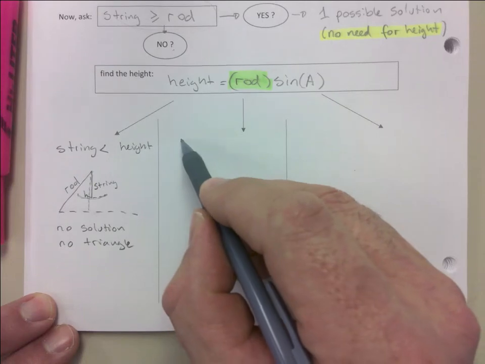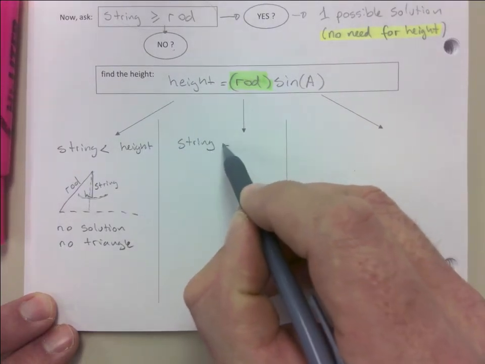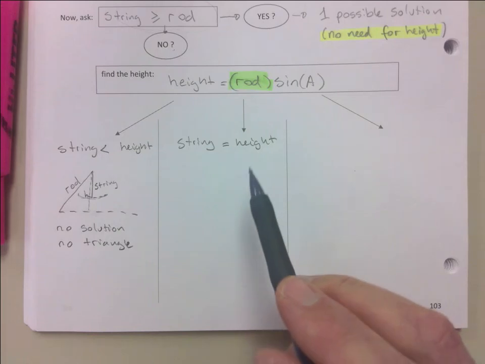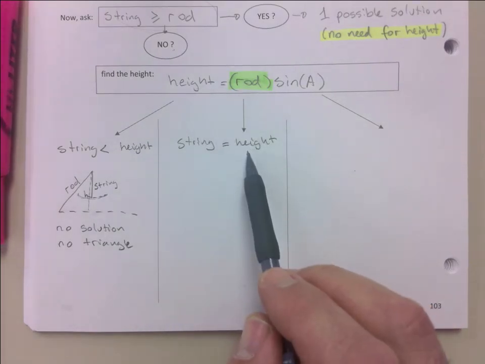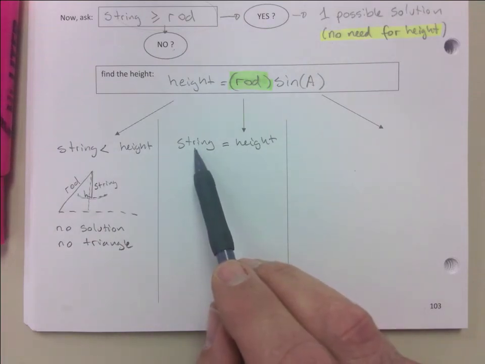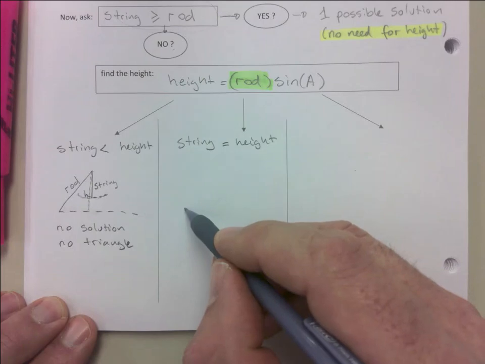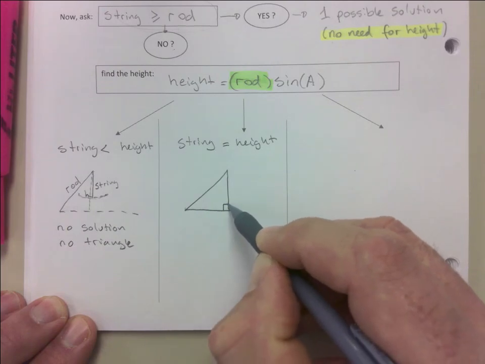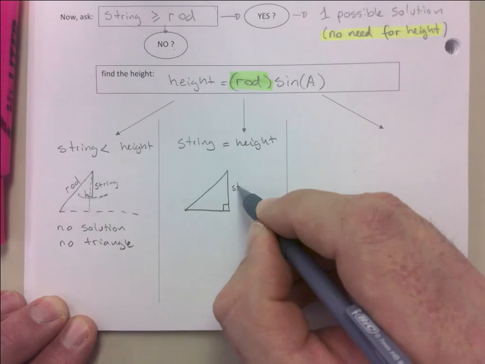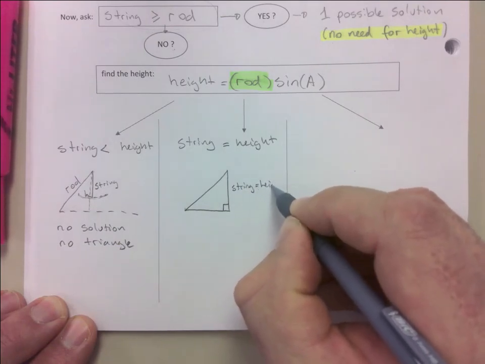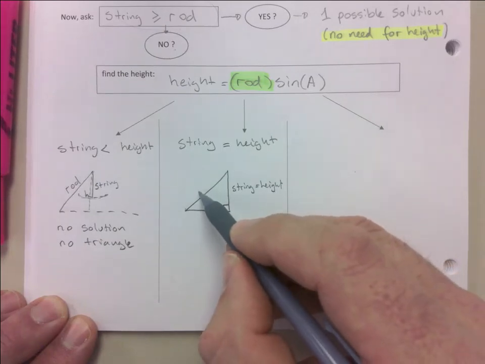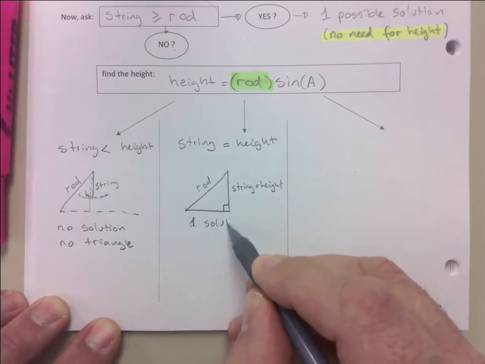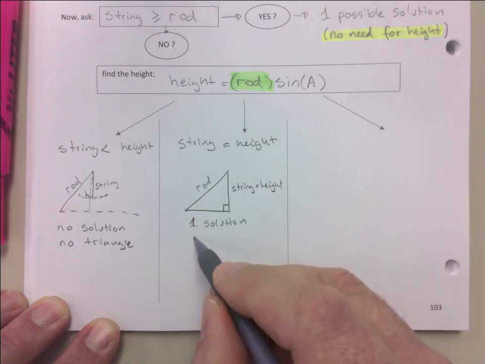The other case you have is where the string is exactly equal to the height. You do the math, you calculate your height, and you're like, oh, my height is 10 centimeters. My string is also 10 centimeters. They're exactly the same. In that case, you have one triangle. And what kind of a triangle would that be? If the string is exactly equal to the height, you have a right triangle. This is your rod. Okay? You have one solution, one triangle.